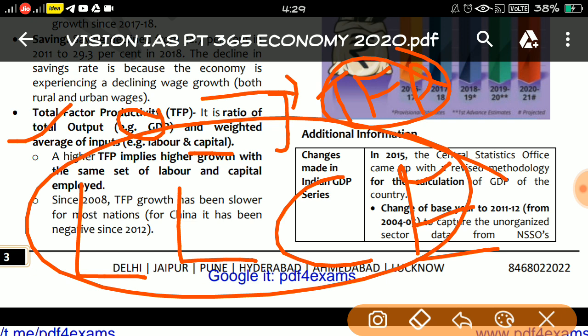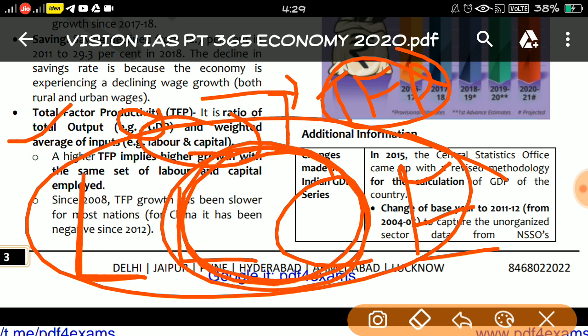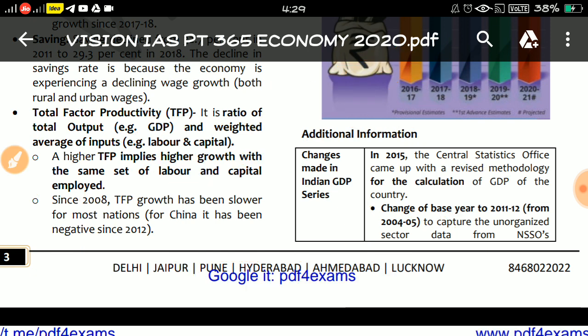So these are the factors of production. Here you have to consider labor and capital. Labor and capital are the inputs, and the output is GDP. So total factor productivity will be there.